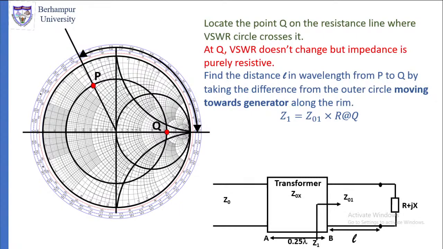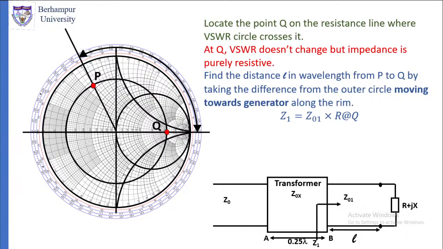So that difference will give us the length of a transmission line section, which will transfer the impedance to a pure resistance. So you have R plus jX representing P. You want to come to Q. For that, we have to use a section of transmission line. The length of the section is the length in terms of wavelength, if you move from P to Q. So use the transmission line of that section.